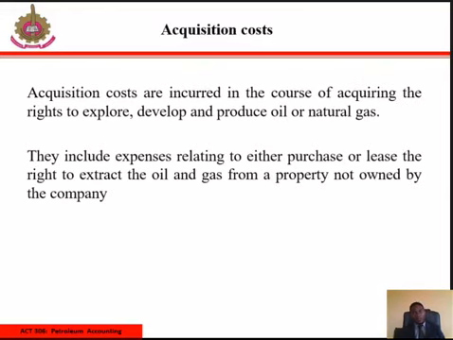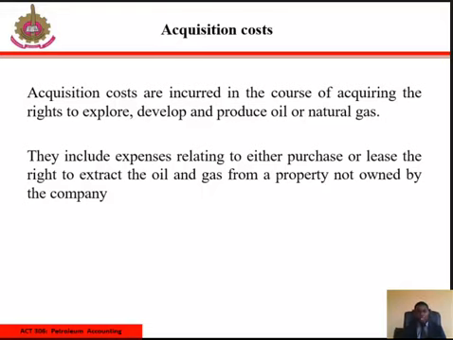Now, let's take it one after the other. Acquisition cost. What is acquisition cost? Acquisition costs are incurred in acquiring the rights to explore the natural resources, develop and produce oil or natural gas. They include expenses relating to the purchase or lease of the right to extract the oil and gas from a property not owned by the company.